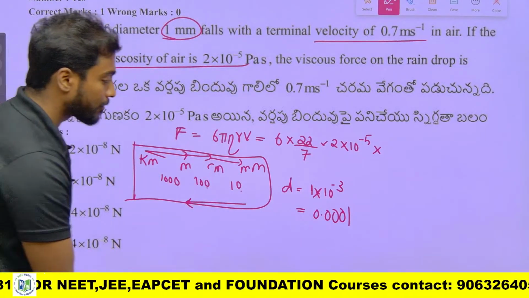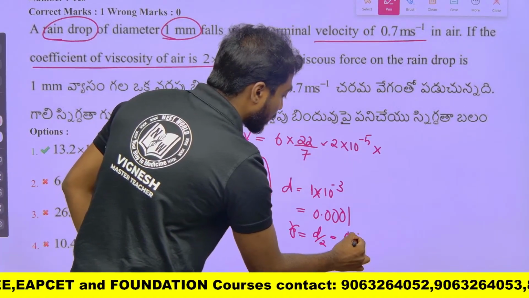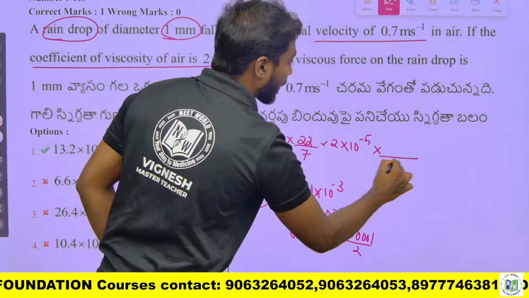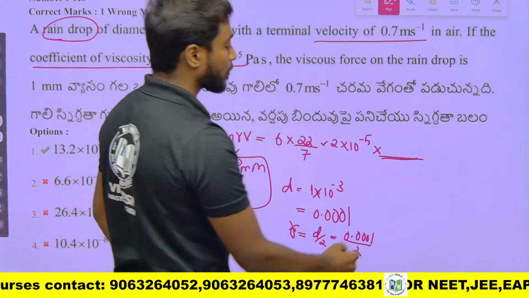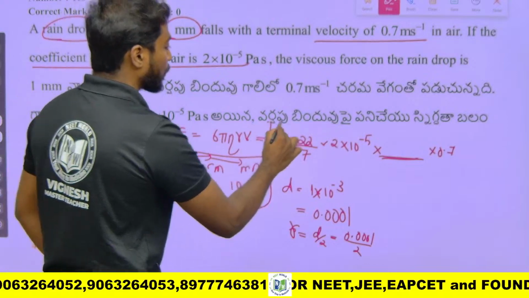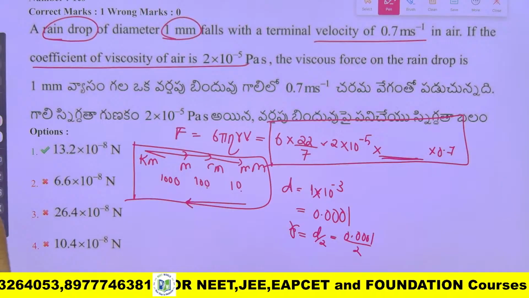If I want the radius, it is nothing but r is equals to d by 2, so 0.0001 divided by 2. I'll write the value of r here. And what is the v? V is 0.7. So if I multiply everything now, I'll get the value of force. So this is the viscous force of a raindrop.